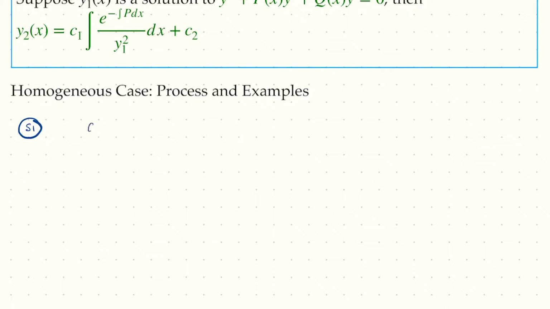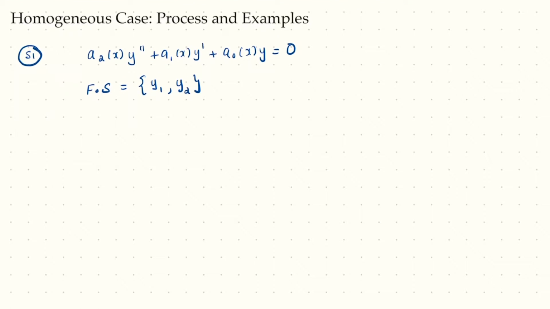So you have something like this: a2 as a function times y double prime plus a1 as a function times y prime plus a0 of x times y is equal to 0. We're looking at the homogeneous case. This is going to have two solutions, and we call it a fundamental set, and that is going to be y1 and y2.